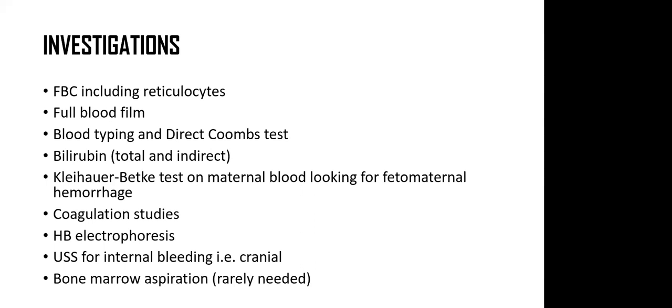So next. This is some of the investigations that could be done in neonatal anemia. First we can do the full blood count, including the reticulocytes, to determine which type of anemia it is. And we could also do a full blood film to acquire the peripheral blood smear and evaluate the morphology of the red blood cells. And also we can do blood typing and direct Coombs test for immune hemolytic anemia. And we should also look at bilirubin, both total and indirect. And this is what I explained earlier, the Kleihauer-Betke test that we should do to check for fetal hemorrhage. And we can also do coagulation studies and hemoglobin electrophoresis. And if we suspect any internal bleeding, we can do ultrasounds of the cranium and also the abdomen. And bone marrow aspiration is rarely needed, but can be done.